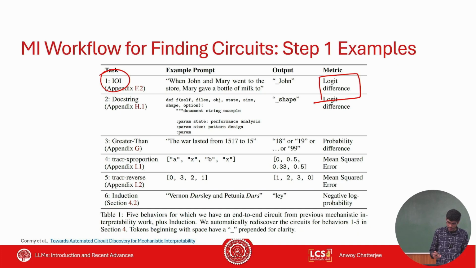So whether it is predicting John or Mary, the logit difference can act as a performance measure of the model. And there are different kinds of tasks, like docstring, which tries to predict the next parameter from the input function. There are tracer tasks, which are basically a kind of compiler, and there's the induction task, where the task is to predict the next token, where the token already appeared before in a similar context. So these are some of the typical tasks used for circuit identification in mechanistic interpretability.